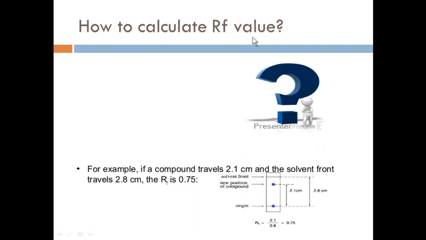How to calculate RF value? As we have studied, RF value is equal to distance moved by the solute divided by distance moved by the solvent. So for example, if a compound travels 2.1 cm and the solvent front travels 2.8 cm, what will be the RF value? Distance moved by solute, which is 2.1 cm, divided by distance moved by the solvent, also known as solvent front, so it is 2.8 cm. So 2.1 divided by 2.8, the answer will be 0.75. So RF value will be 0.75.